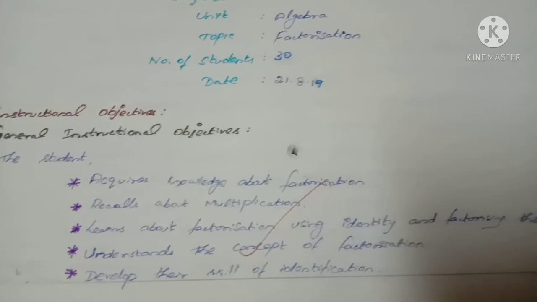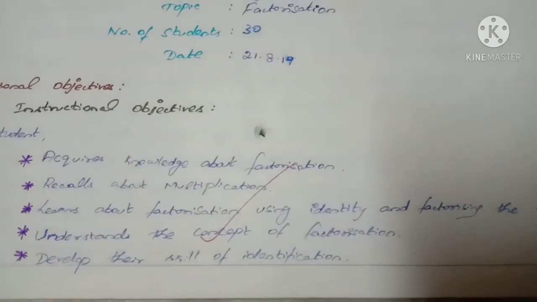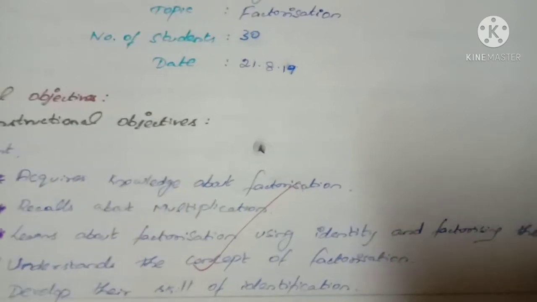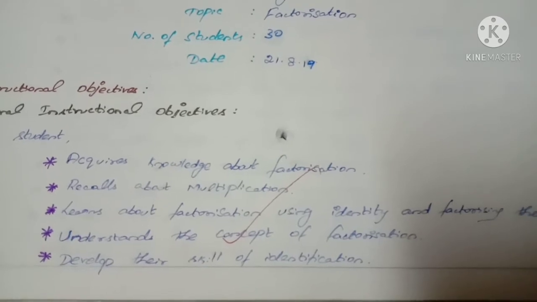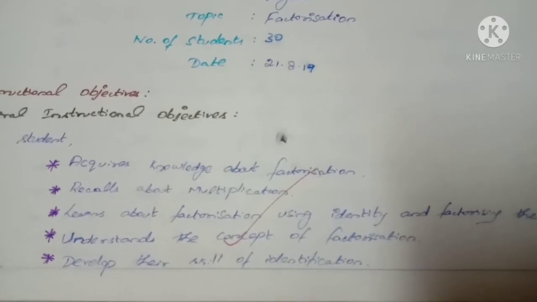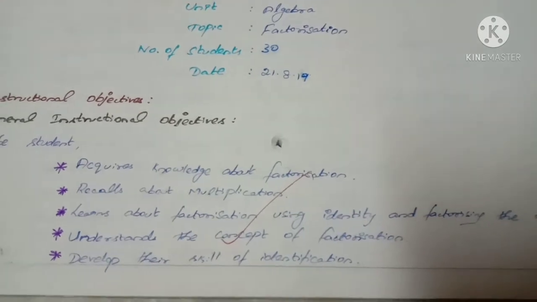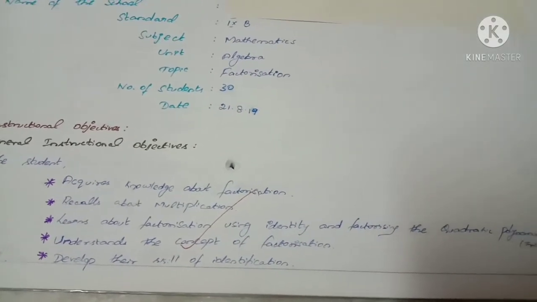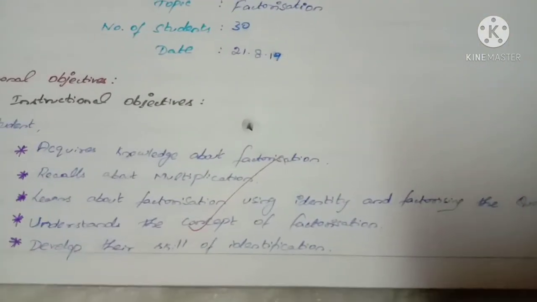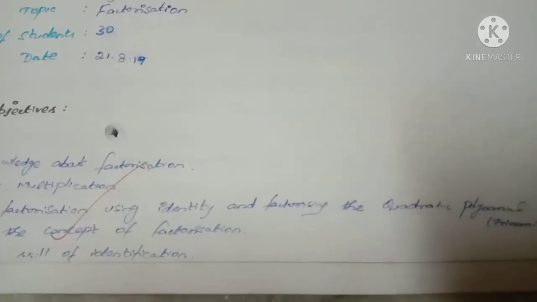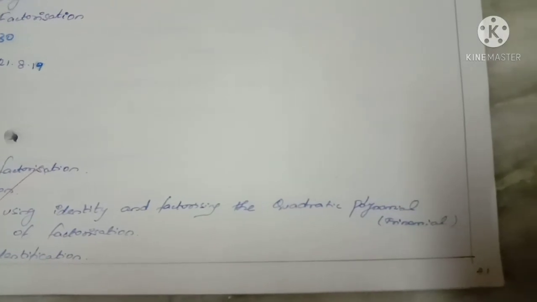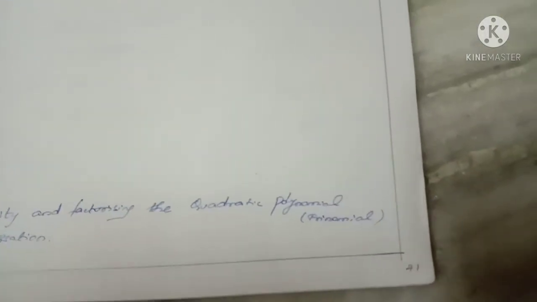The student acquires knowledge about factorization, recalls about multiplication, learns about factorization using identity and factorizing the quadratic polynomial in the form of a trinomial.